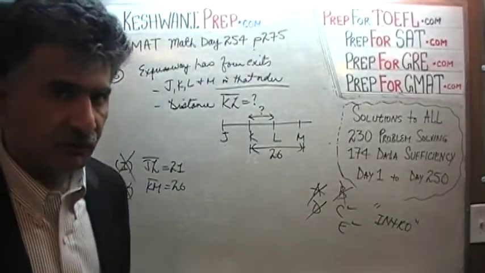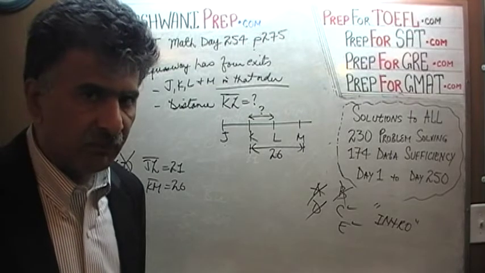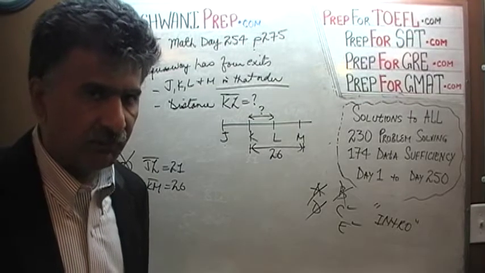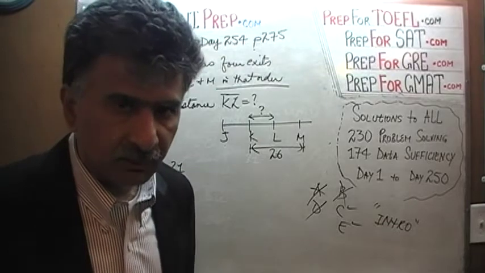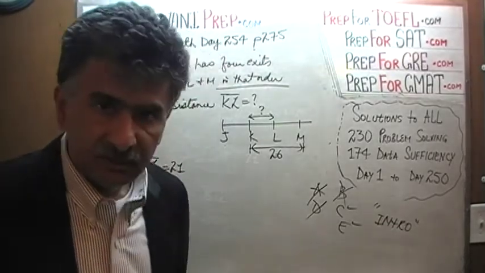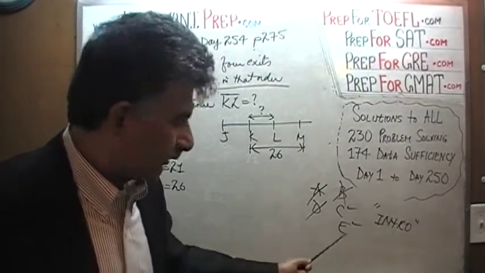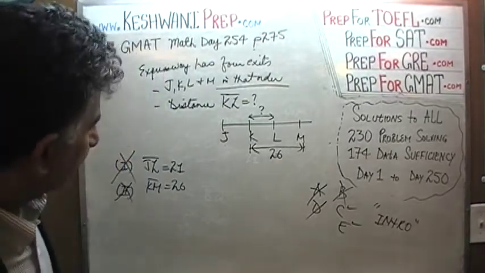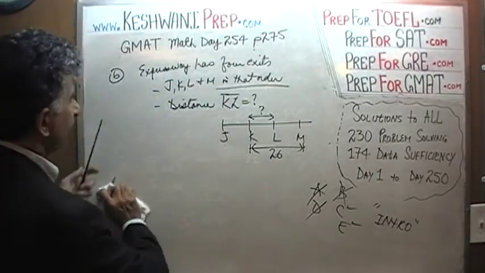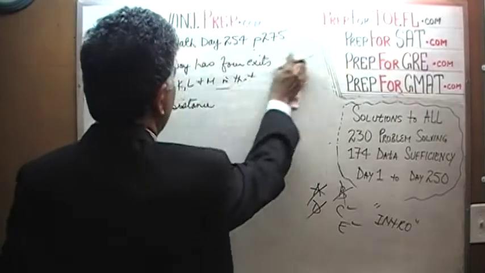We're going to put the two statements together, and if it turns out that we are able to answer the question by putting the information from the two statements together, then the answer would be C, otherwise it will be E. Let's put both the statements together. I'm going to erase all of this, we need the room. Here's what's going on.